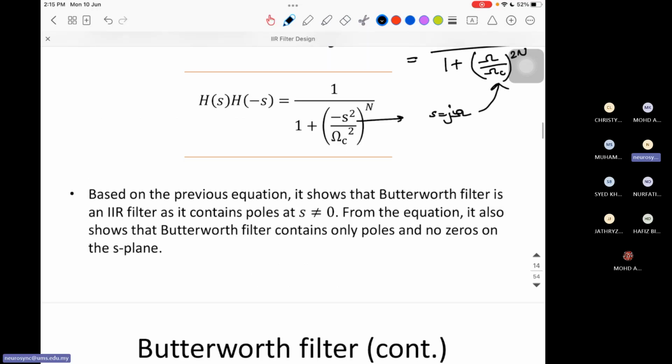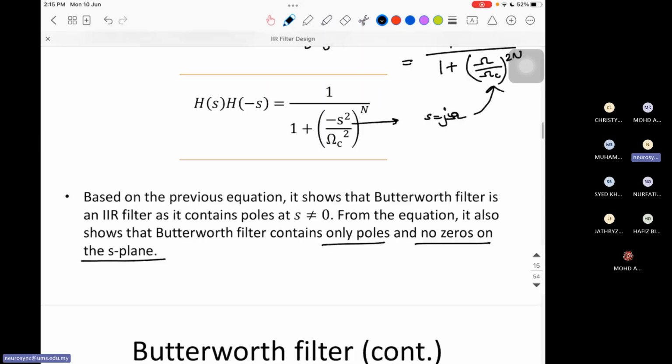Now here this is the transfer function, and if I want to find the poles of this filter design, we will have the poles at s not equal to 0, meaning there is no pole at the origin. Okay, so the Butterworth filter contains only poles and no zeros on the s plane.